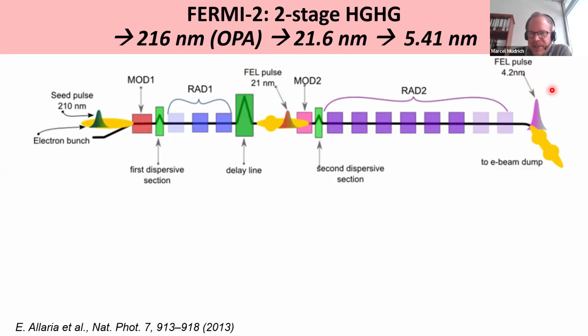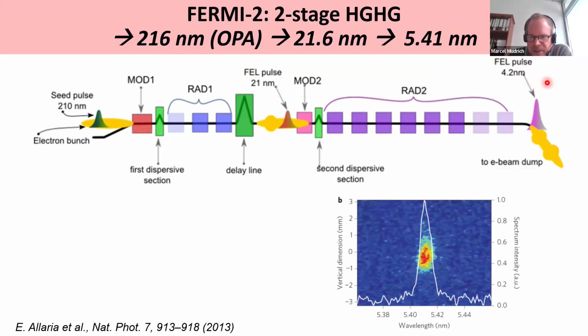And in this way, here is the spectrum measured after the second radiator, 5.41 nanometer radiation. This is actually reaching the carbon K edge, so the 1s shell photoionization of carbon atoms, which is a very interesting regime for chemical analysis and for X-ray experiments.